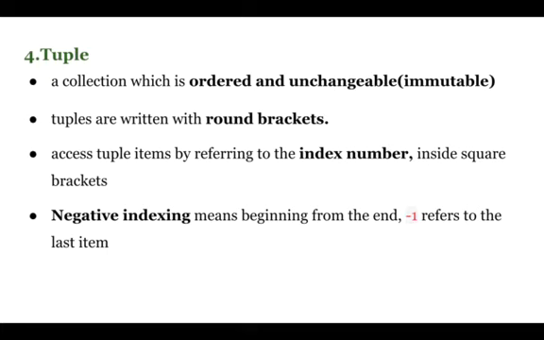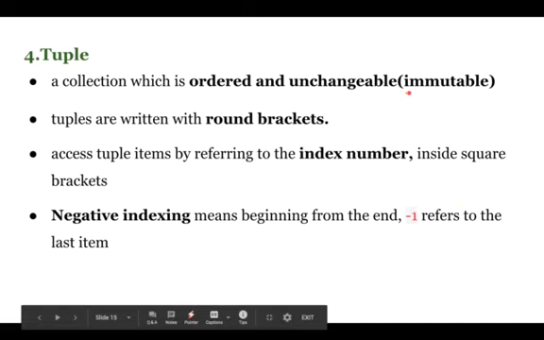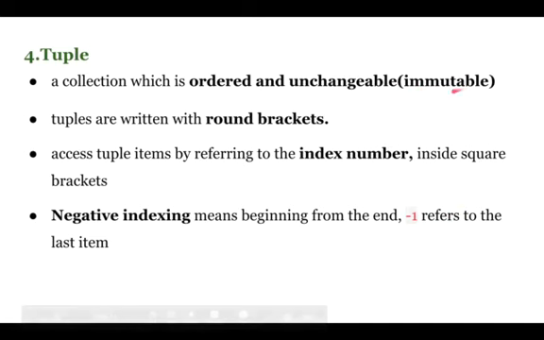The fourth data type is the tuple data type, which is also a collection that is ordered but not changeable. It is also referred to as immutable. Tuples are written with round brackets. In a list we had square brackets. The only difference between tuple and list is these two: a list is changeable, whereas tuples are unchangeable, and in a list we use square brackets, in tuples we use round brackets. The remaining are the same.